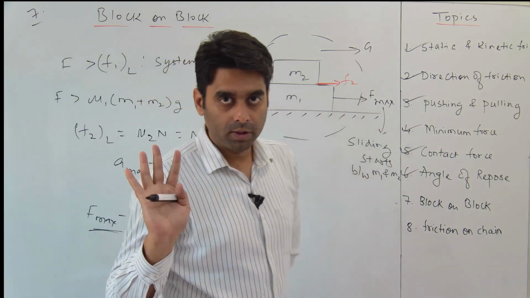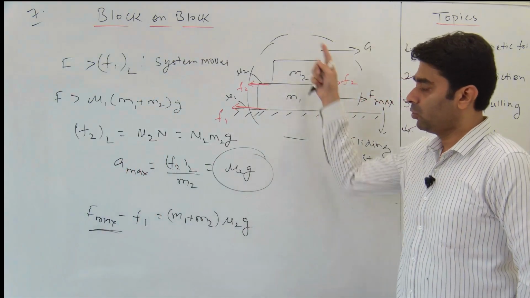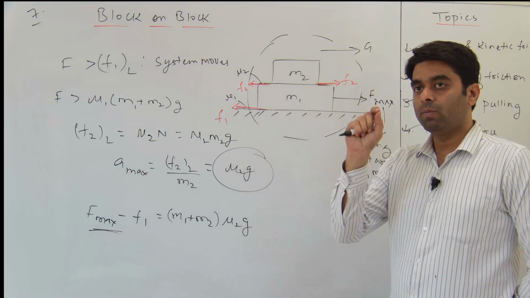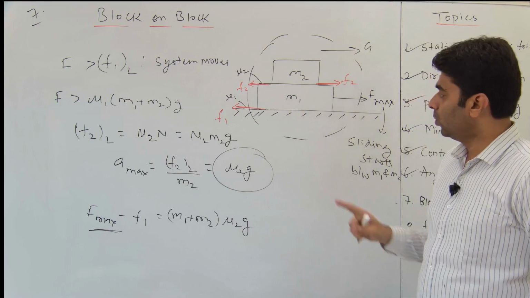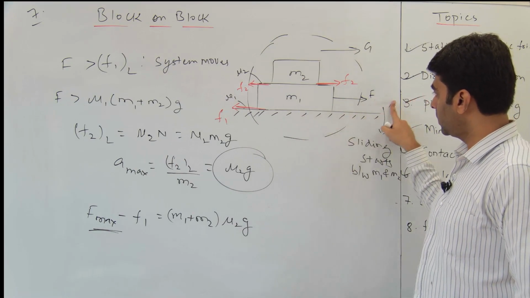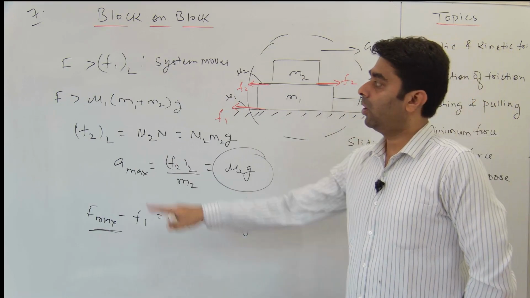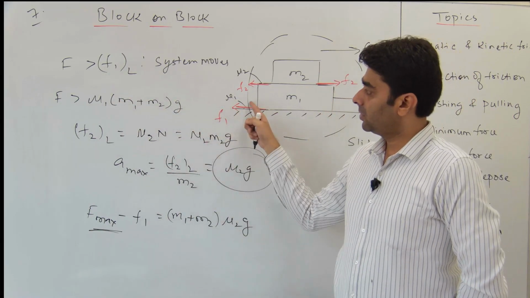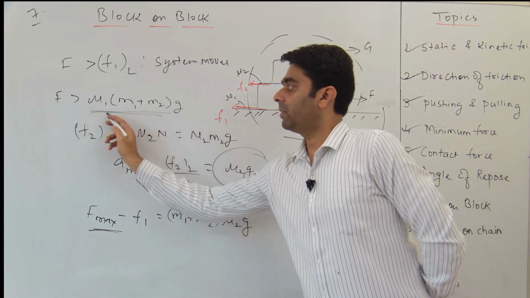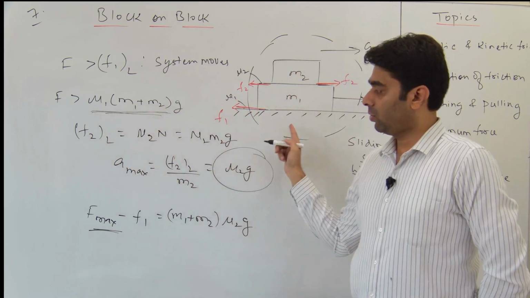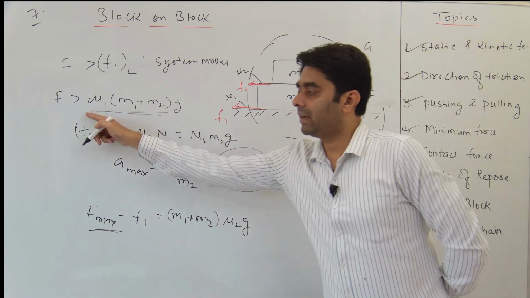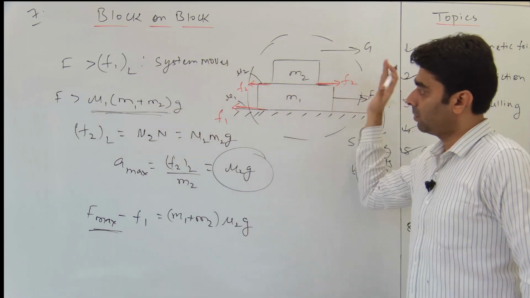So I'll summarize all this, what I just discussed over here. Two block system is given to you, m1 and m2. First of all, will the system move or not? The system will move when this F, the force applied on the lower block, is more than the limiting friction provided by the ground. Limiting friction provided by ground is mu1 into (m1 plus m2) g, where (m1 plus m2) g is the normal over here. So if this force is greater than this limiting friction, the system moves.